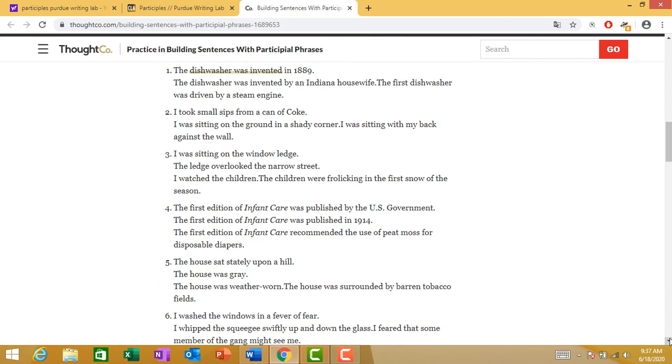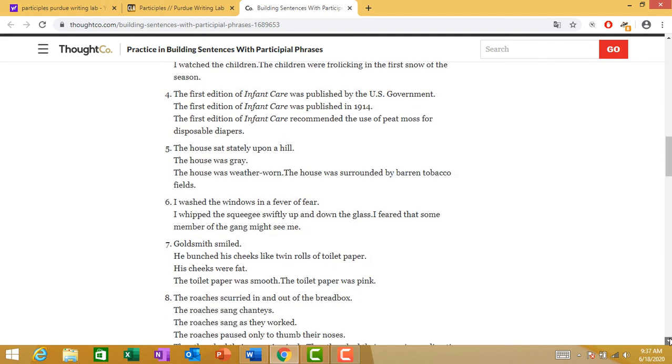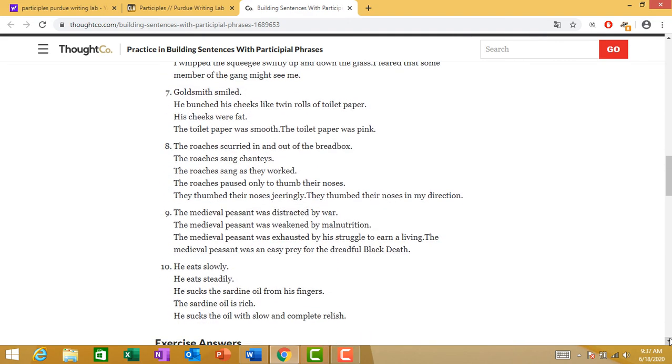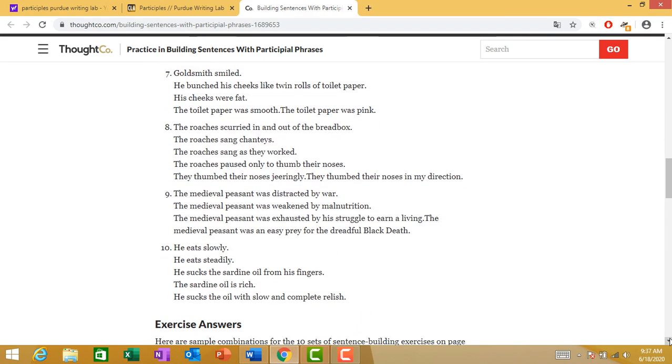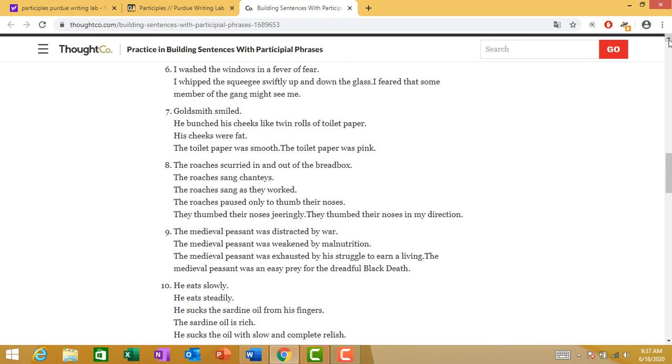You have this, you're going to do number 1 through number 6. You can pause just to make sure that you can read them. And after that, you will continue from number 6 and you will do number 7 through number 10. And below are the answers, but we're not going to be looking at the answers.